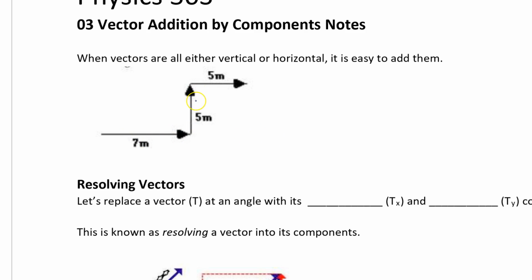Another way you could look at this is you could say, well, I'm going to add all the horizontal ones. 7 and 5 is 12, so I could say this is the same thing as saying 12 this way and 5 that way, and then the diagram's a lot easier, and we can figure out using Pythagoras what this side here is. Using our trig, we can figure out what that angle is.